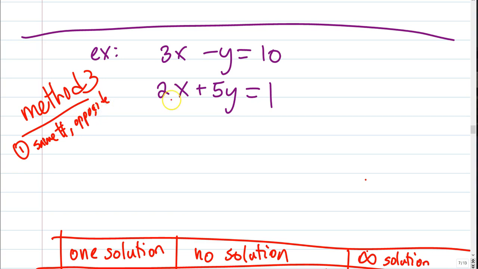Neither of these is the same. 3 and 2 are not the same. 1 and 5 are not the same. But I do at least have y's that are opposite, see? So I'm going to focus on the y's, and I'm going to go, currently they're opposite. Could I make them the same number?